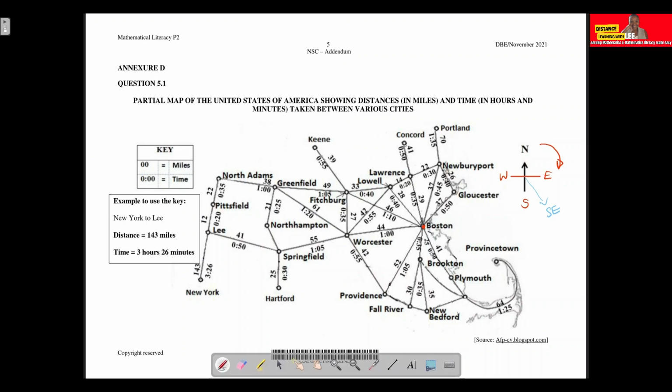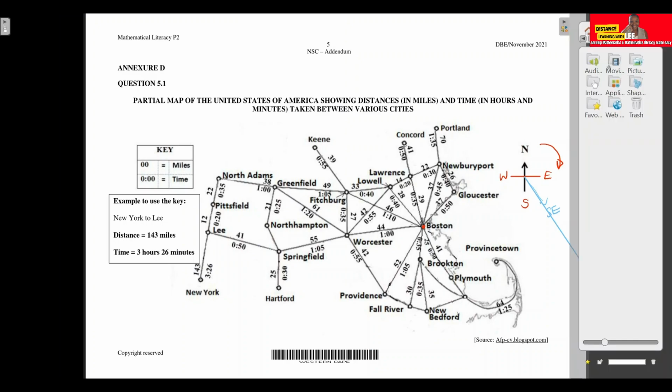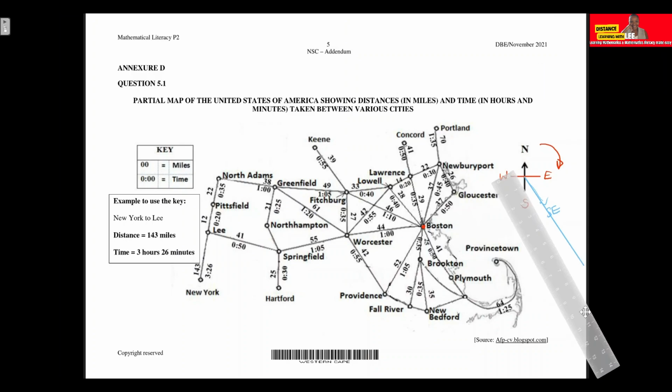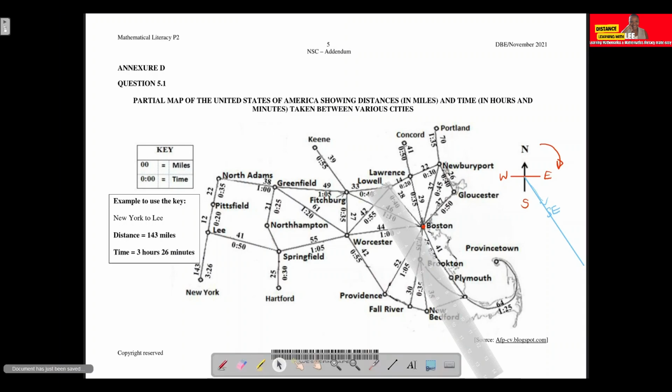Now we're going to move this line parallel to determine which city lies southeast. I'm just going to use a ruler here to show you guys what I mean by that. If you move this ruler parallel to the southeast, what do we see? That is our Boston there. We've already pinpointed where Boston is.